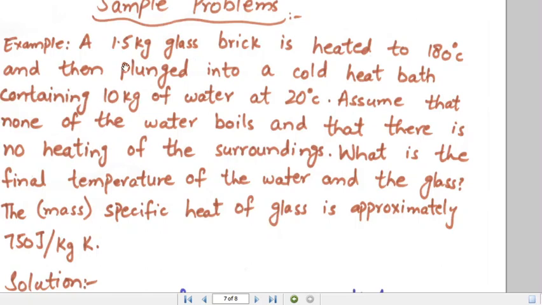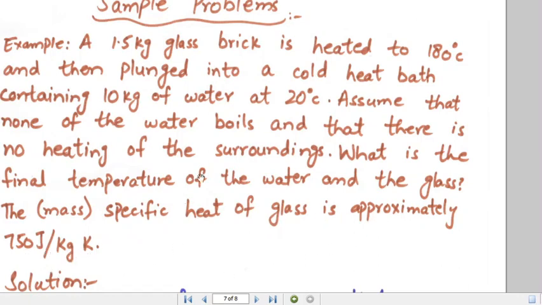Let's consider that you have a 1 kilogram glass brick, which is heated to 180 degrees Celsius and then plunged into a cold bath containing 10 kilograms of water at 20 degrees Celsius. Assume that none of the water boils and that there is no heating of the surroundings. So what is the final temperature of the water and the glass? And secondly, you are given that the specific heat of the glass is approximately 750 joules.